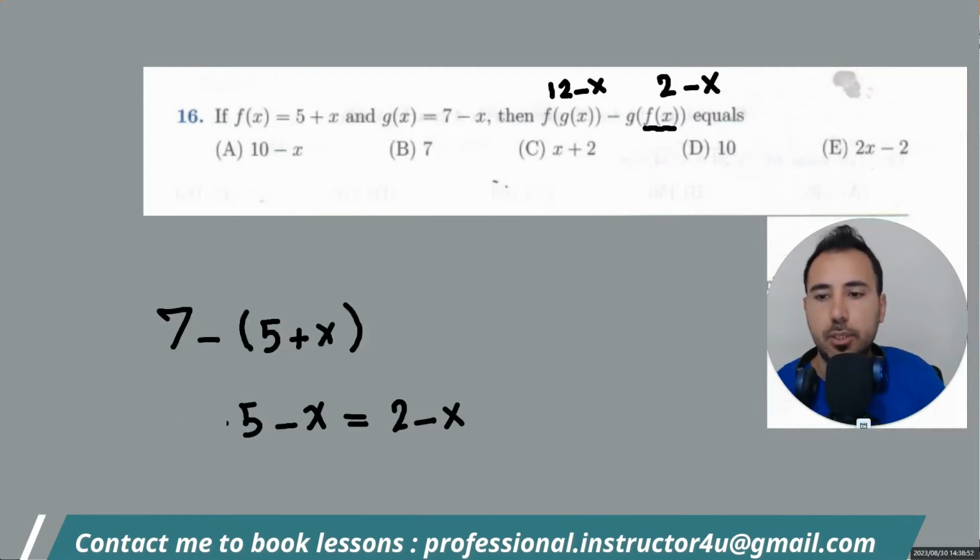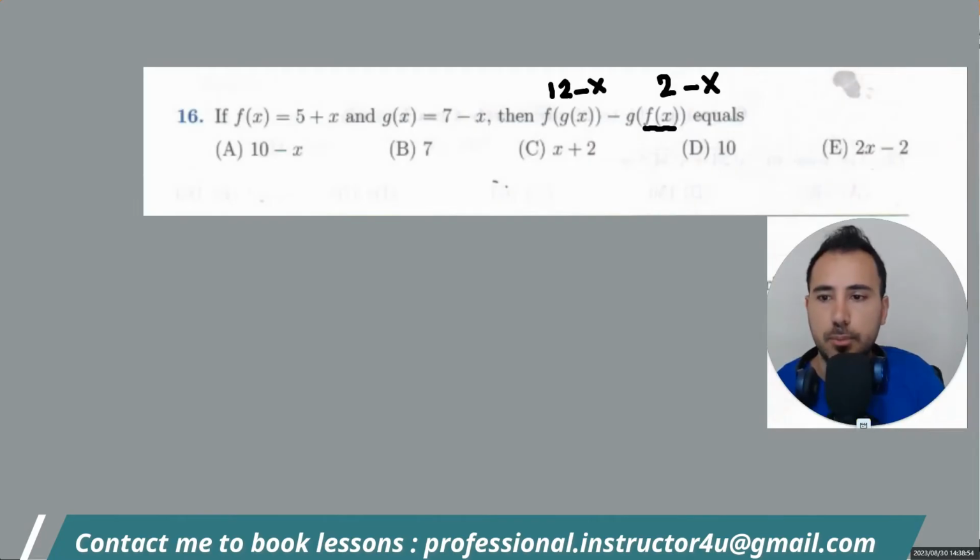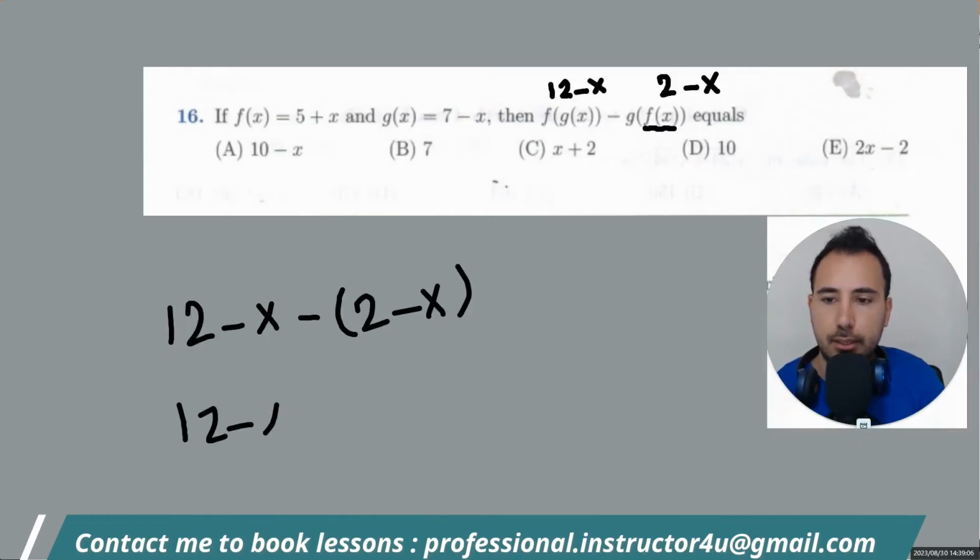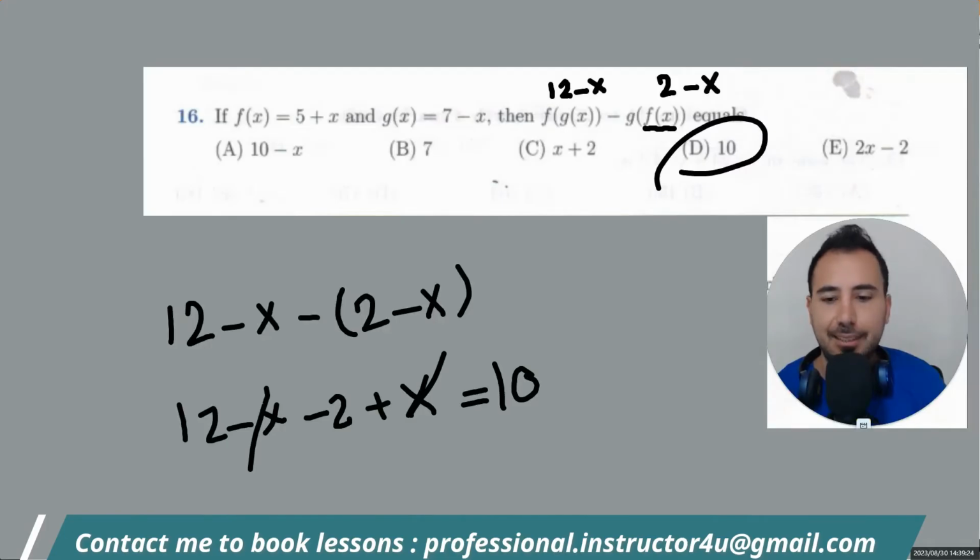So we're again going to subtract them. So it's going to be 12 minus x minus (2 minus x). This negative 1 is for both of them. It's going to be negative 2. Negative x is positive x. So now you'll see that this negative x will cancel this positive x. So 12 minus 2 is equal to 10, which will be D.